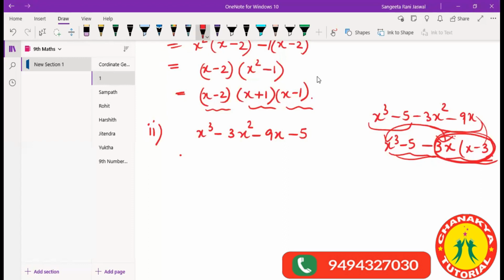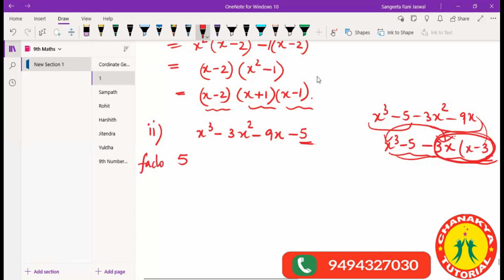Everyone look here. As we have done the factorization in class 8, we take the factors of the last term. What is the last term here? 5, right? So we will find the factors of 5. What are the factors of 5?